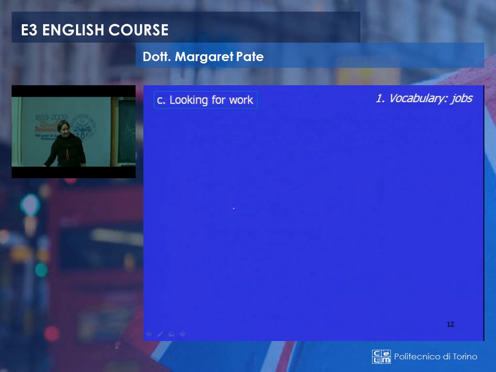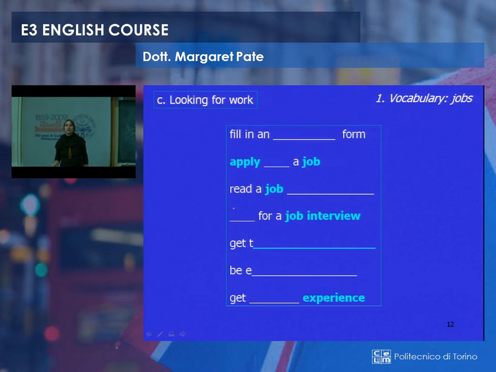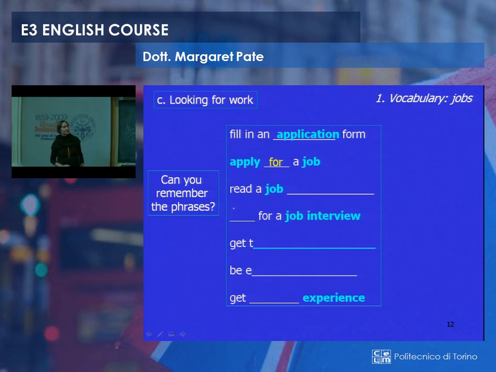Okay. Let's see what you can remember. Fill in an application form. Good. Apply for a job. Read a job advertisement. Advertisement. The stress then here. Advertisement. Next one, go for a job interview. Get training, where you get some practical advice on how to do the job properly. Training. Okay. Be employed. Oh, we've changed the order. Try to make it difficult. And then get work, not walk. You're not walking, you're working. Work experience. Okay.